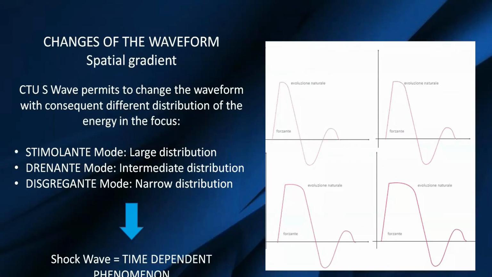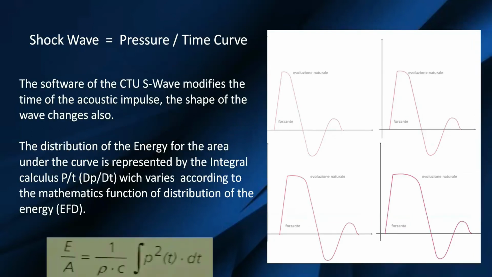The possibility to change the design of the shape gives the possibility to distribute the energy differently in the focus. So we can have a large distribution of the energy, an intermediate distribution of the energy, or a narrow distribution of the energy. Again, according to the characteristic of the tissue or to the pathology.